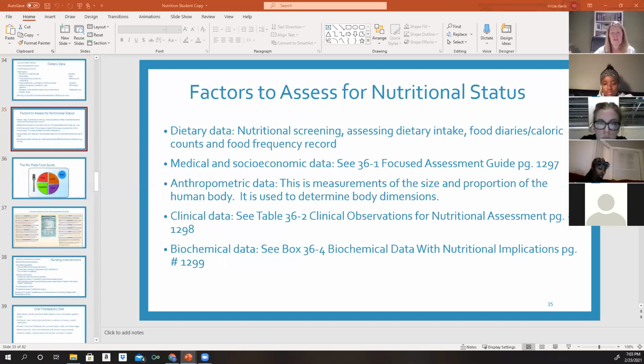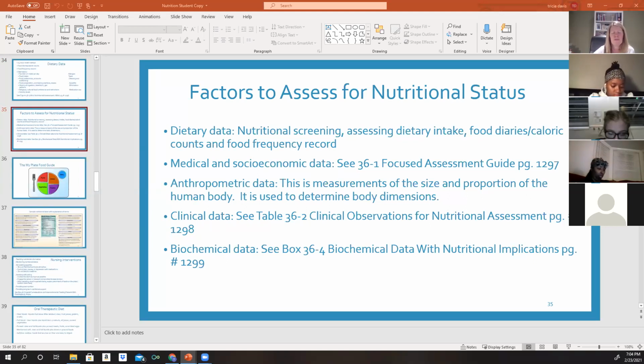Factors to assess for nutritional status. So we want to look at dietary data. So we're going to do that nutritional screening. We're going to assess their dietary intake through those food diaries and those caloric counts. We're going to look at medical and socioeconomic data. We talked about that anthropometric data. That's the measurements of the size and the proportion of the human body. And then that laboratory data we're going to look at that we talked about.